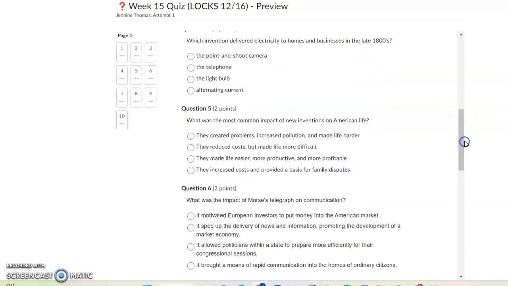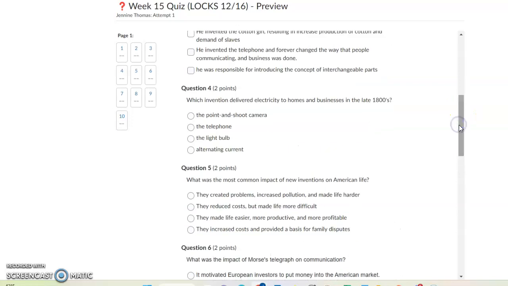Number 4, which invention delivered electricity to homes and businesses in the late 1800s? The point-and-shoot camera, the telephone, the light bulb, or alternating current?